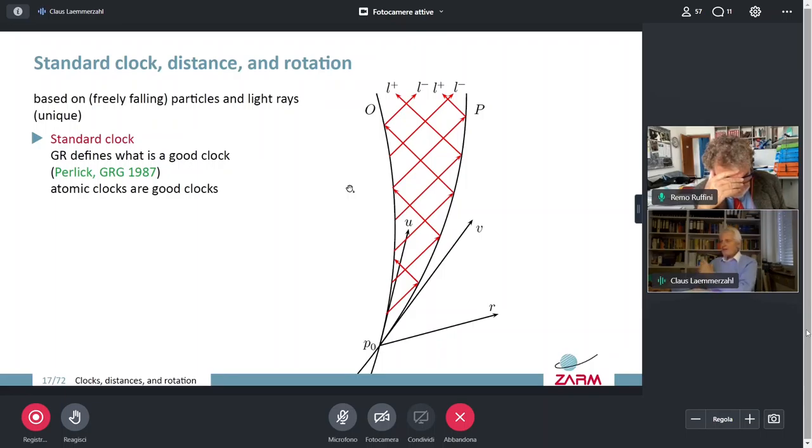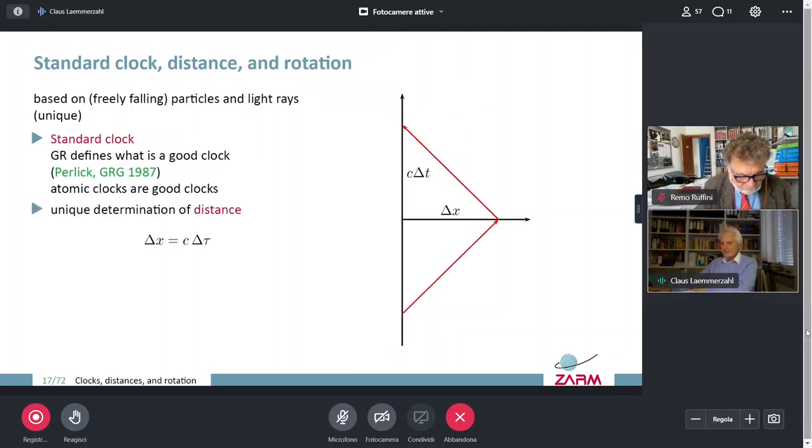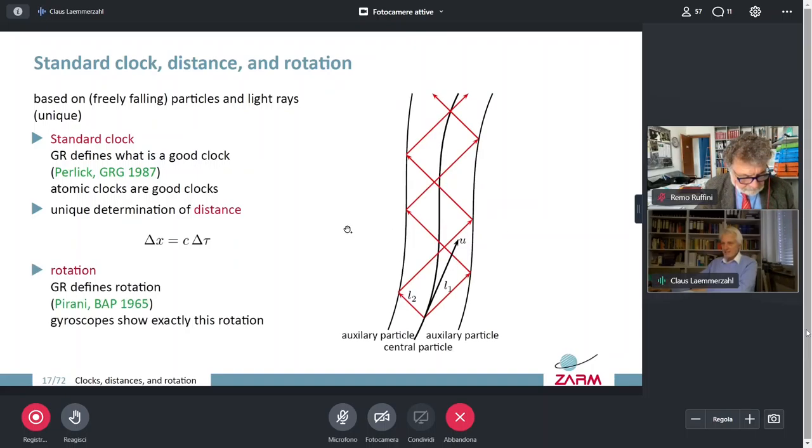So general relativity and the motion of bodies within general relativity defines what is a standard clock. What are the good clocks within general relativity? If you have a standard clock, then of course you can also define a standard distance. So with a proper time, you can also have a proper spatial distance here.